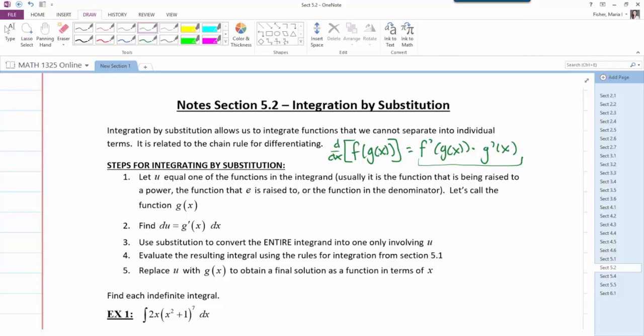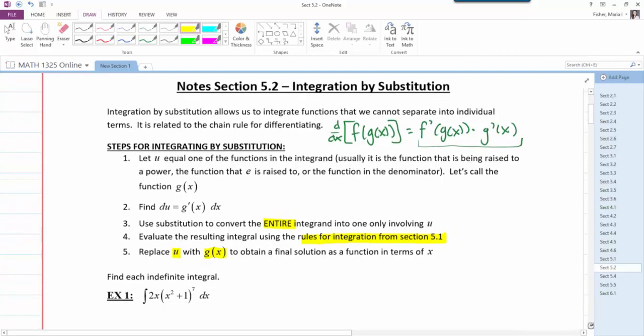Then we want to find the derivative, or du, which means we need to find the derivative of g of x with respect to x. We use substitution to convert the entire integrand into one involving u. Once we've converted it, we're going to be able to use the rules for integration that we learned in section 5.1 to integrate. We integrate our function, and then finally we replace u with whatever g of x was so that we can get an answer in terms of x.